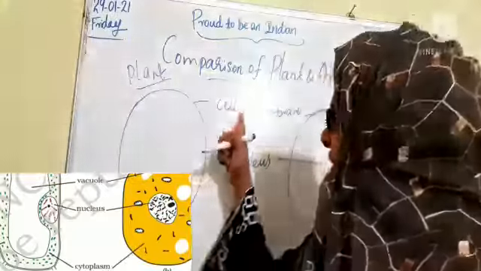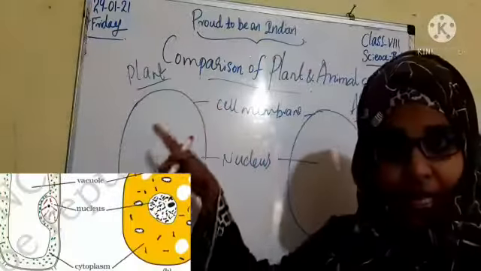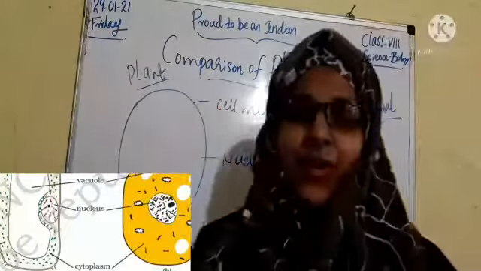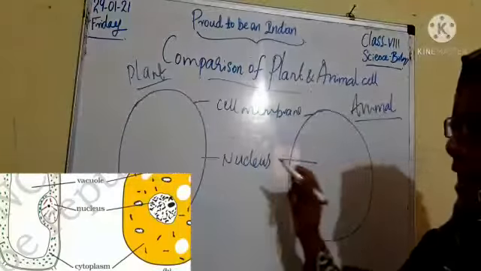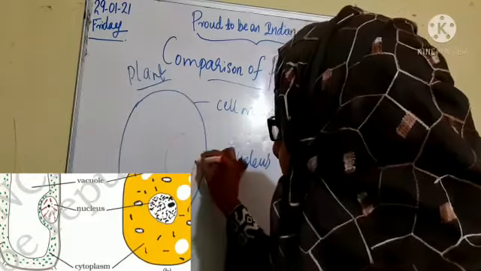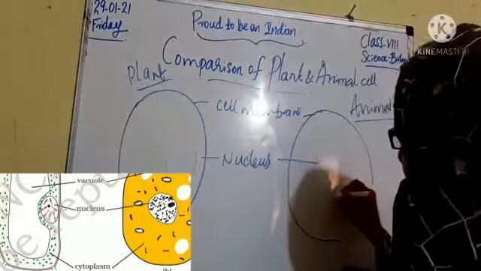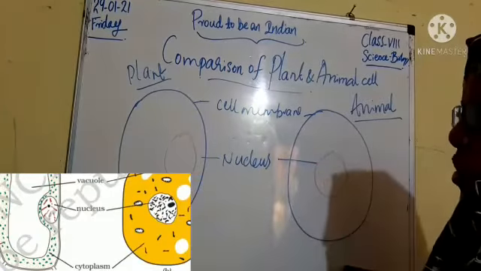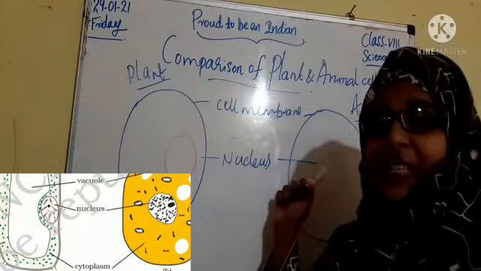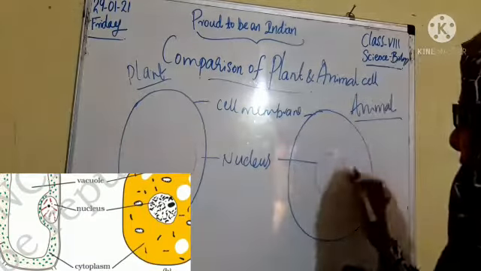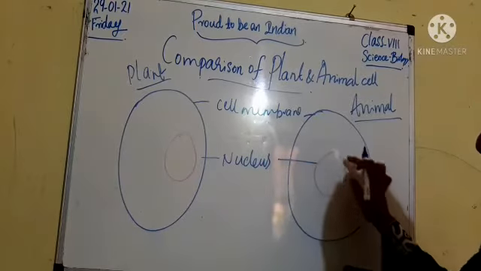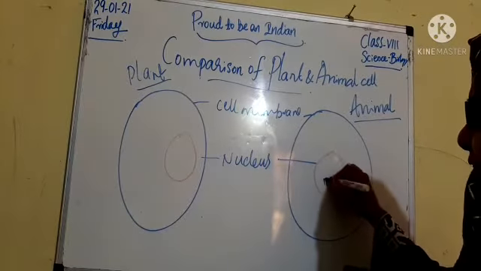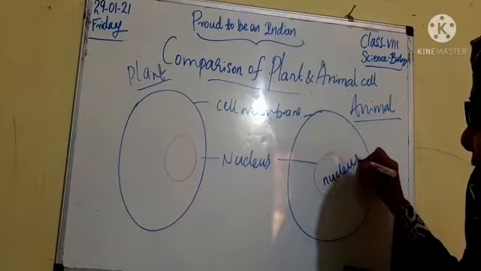Students, in between the cell membrane or outer cover of cell, that we call cell membrane or plasma membrane, in between the cell membrane and nucleus, there will be cytoplasm. So this is the center part of the cell we call nucleus. In animal cell, nucleus is at the center part. Okay, nucleus is at the center part in animal cell.